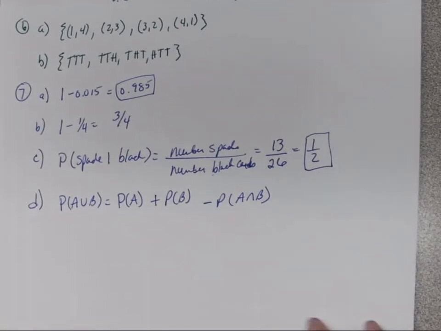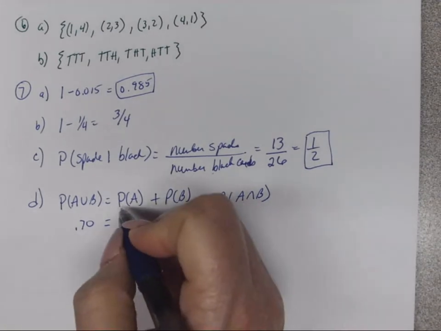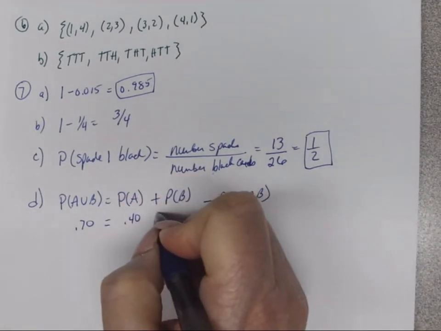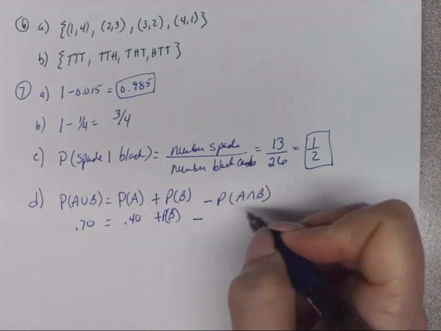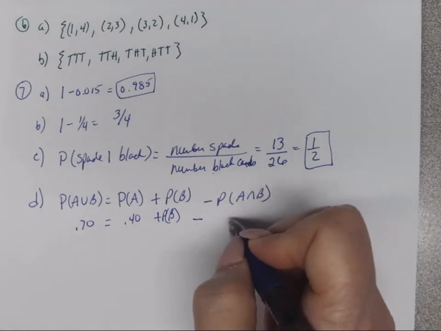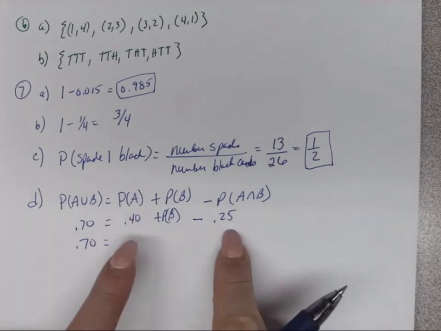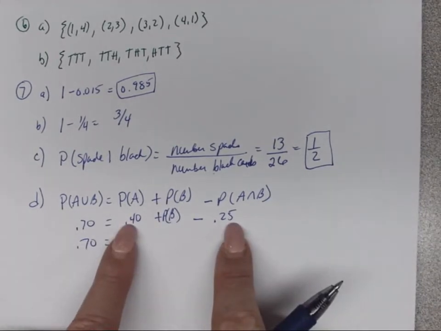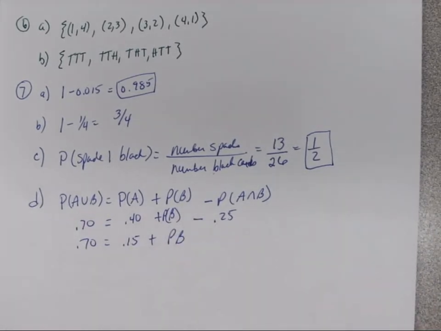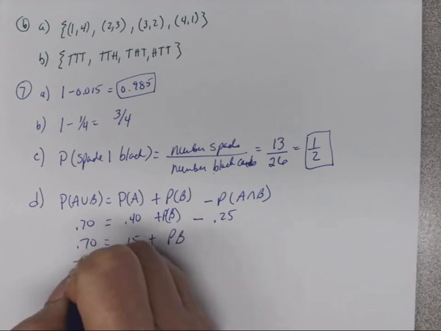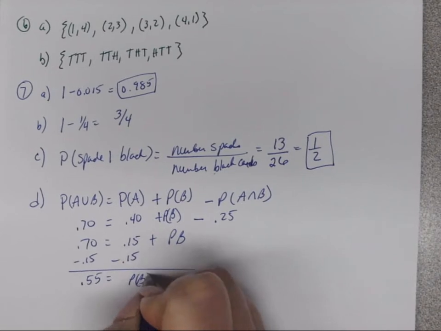So we are told that the probability of A union B is equal to 0.70. The probability of A is 0.40. We are looking for the probability of B, and the intersection is told to us as 0.25. So I have 0.70. I'm going to combine these two terms because they're similar terms, and I get 0.15 plus our probability of B. Now I'll subtract that over, and I get 0.55 is equal to the probability of B.